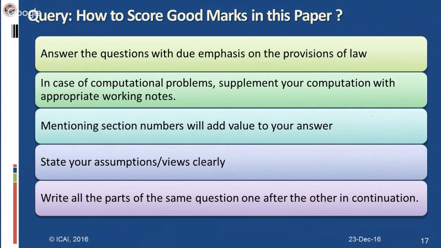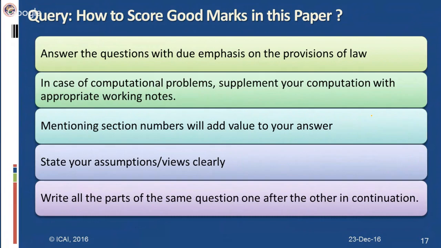Suppose you know question number 3 very well, so you choose to answer question number 3. That should be your first question. Then, like that, your order: question number 4, you know next best. Then question number 1. Like that, you choose the order in which you want to answer the questions. But once you choose a particular question, answer all subparts of the question one after the other in continuation.